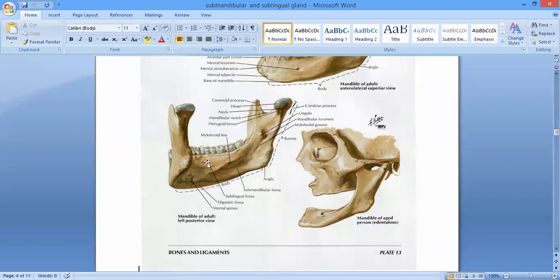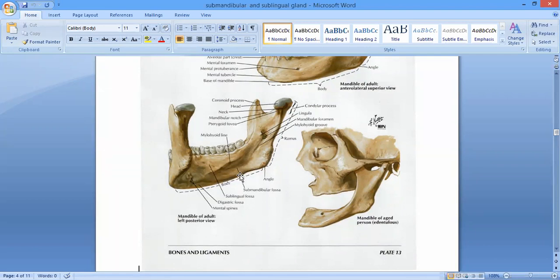Above it, anteriorly, at this place there is another fossa called the sublingual fossa. So this line is going to divide the medial surface into the sublingual fossa and the submandibular fossa. The superficial part of the gland is lying in close relation to this submandibular fossa, up to the mylohyoid line, right? Is it clear? So this is the location of the gland.